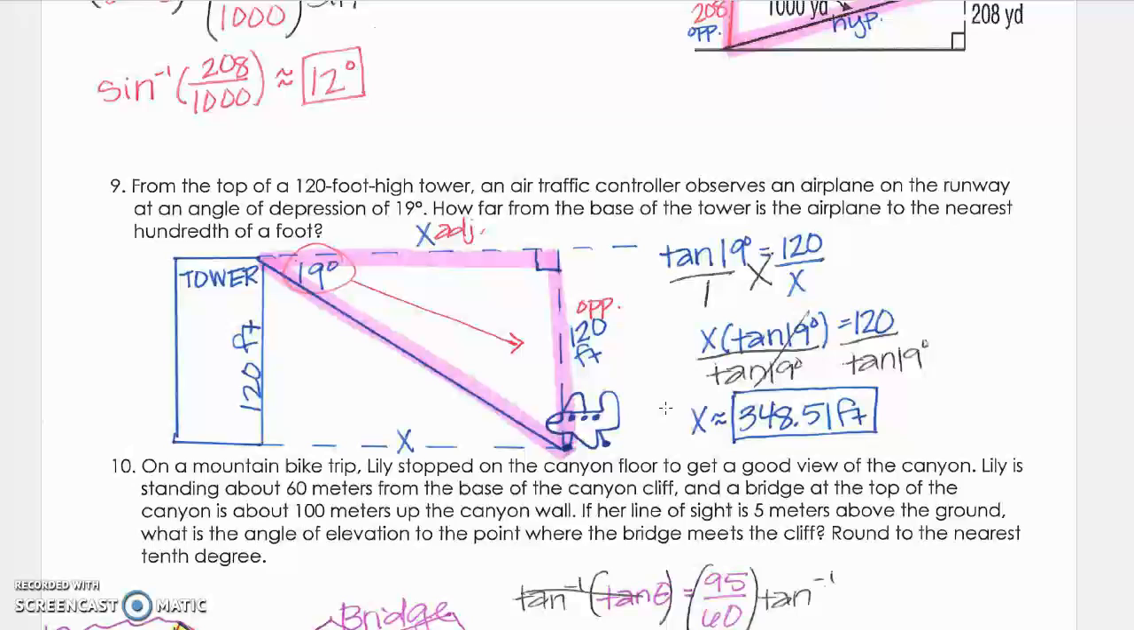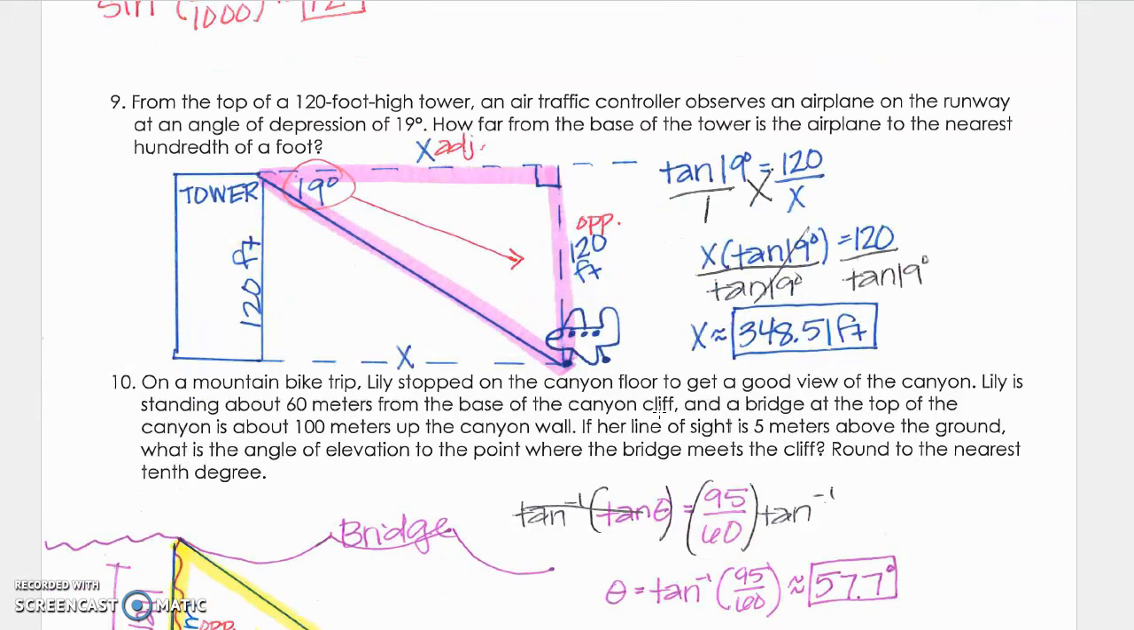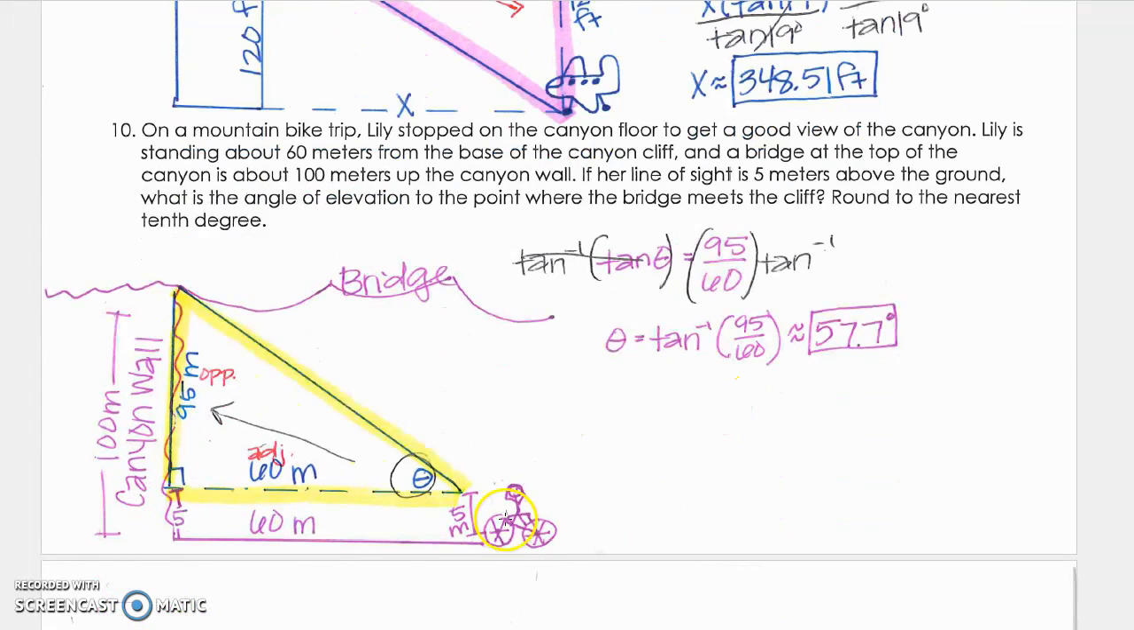And then number 9, again, angle of depression, we have that upside down triangle. This one ends up being a tangent ratio. Tangent of 19 degrees equals 120 over x, and to the nearest hundredth, that's about 348.51 feet.